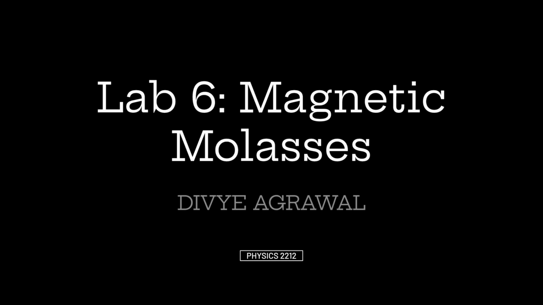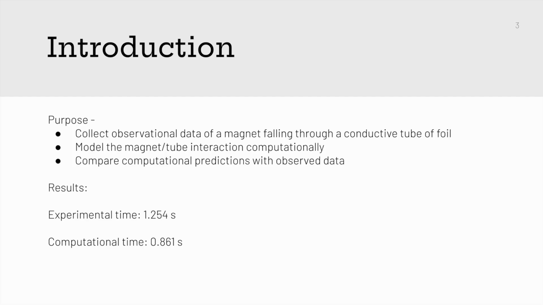I'm sorry I lost my voice, but today we'll be doing Lab 6, Magnetic Molasses. Introduction. The purpose was to collect observational data of a magnet falling through a conductive tube of foil. We were then going to model the magnet-tube interaction computationally and compare computational predictions with observed data.